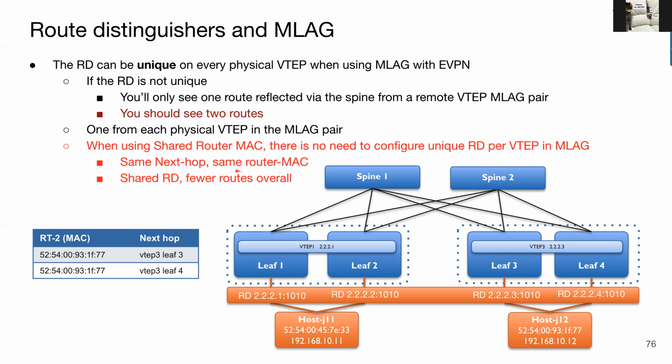When using shared router MAC, which is what Madhukar and I were discussing, there is no need to configure a unique RD per VTEP. I would still use a unique RD just for troubleshooting. It is going to save a lot of time. So I would, just based on my experience, yes, you have fewer routes overall because you would install that. So if you are having a scale issue, maybe then you don't use a unique route distinguisher for each peer. But if you don't have that many routes, then I would use a unique route distinguisher for troubleshooting purposes.